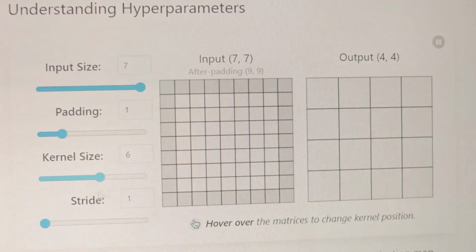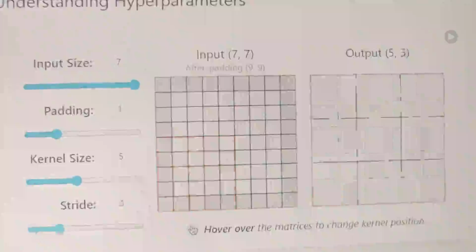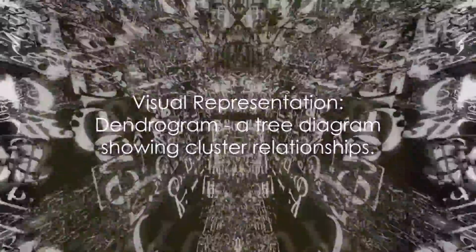You can then cut the tree at any level to get the number of clusters you want. The beauty of hierarchical clustering? You get a beautiful tree diagram called a dendrogram that shows how the clusters are related. But remember, it can be slow for large data sets and doesn't work well if you have noisy data.